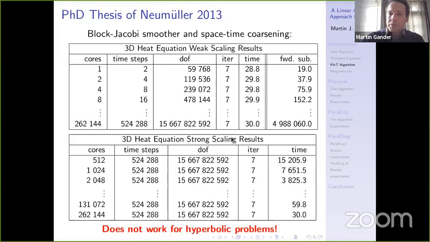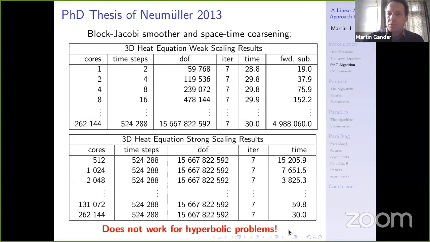Similar result you also get when you do a strong scaling experiment. So you take a huge problem and you double the number of processors and you want to divide the time in half every time. The algorithm still has 7 iterations, does not depend on the parallelization. And you see the time is divided by 2, and it's still divided by 2 up to the last step. So this is an algorithm that has extremely good scaling properties for such time-dependent parabolic problems.